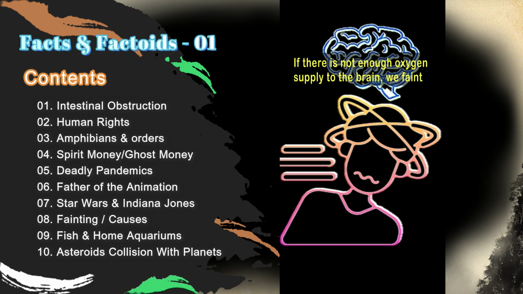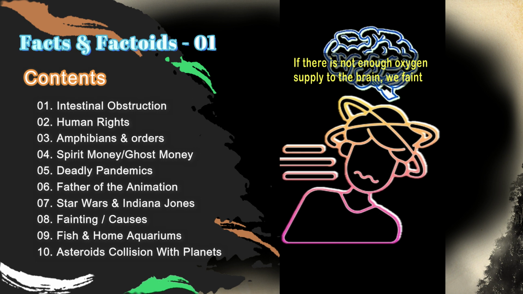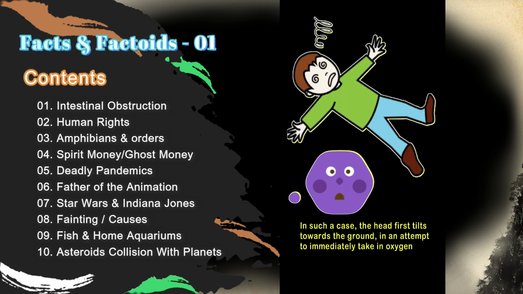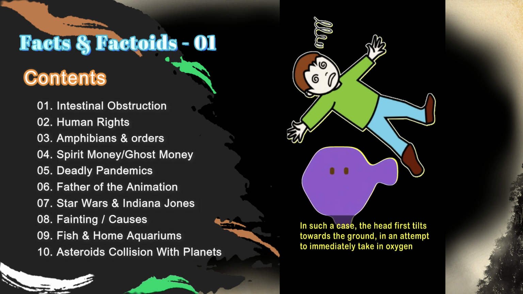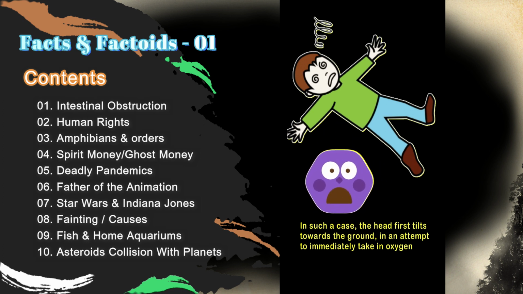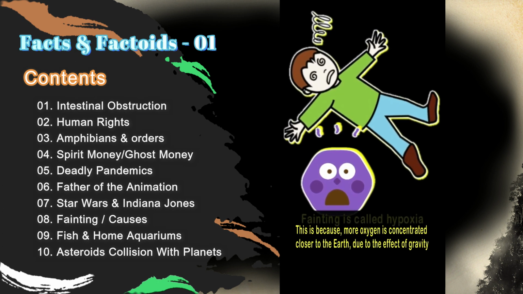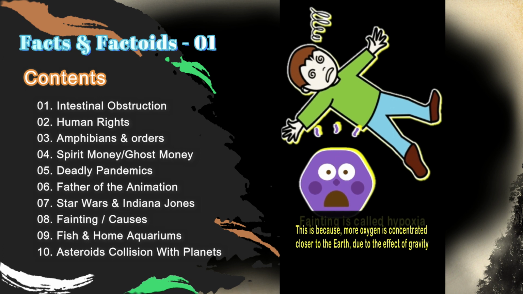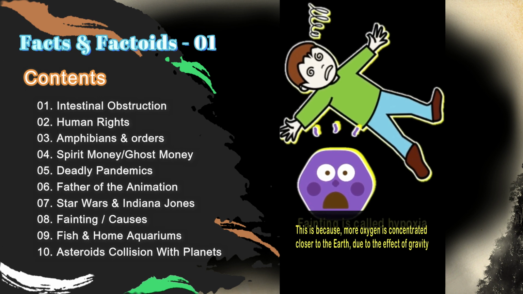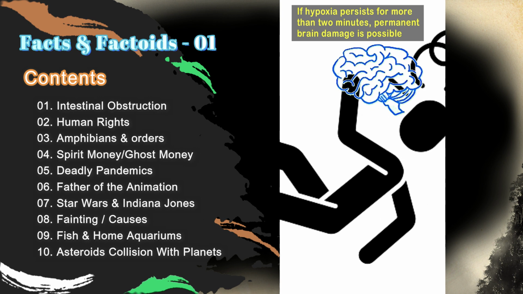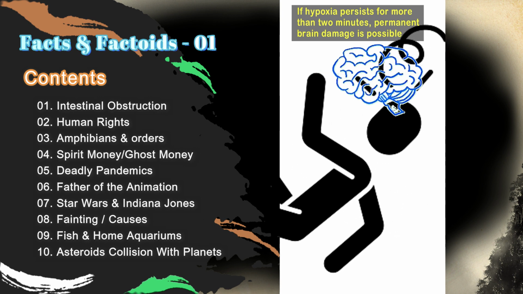If there is not enough oxygen supply to the brain, we faint. In such a case, the head first tilts towards the ground in an attempt to immediately take in oxygen. This is because more oxygen is concentrated closer to the earth due to the effect of gravity. If hypoxia persists for more than 2 minutes, permanent brain damage is possible.